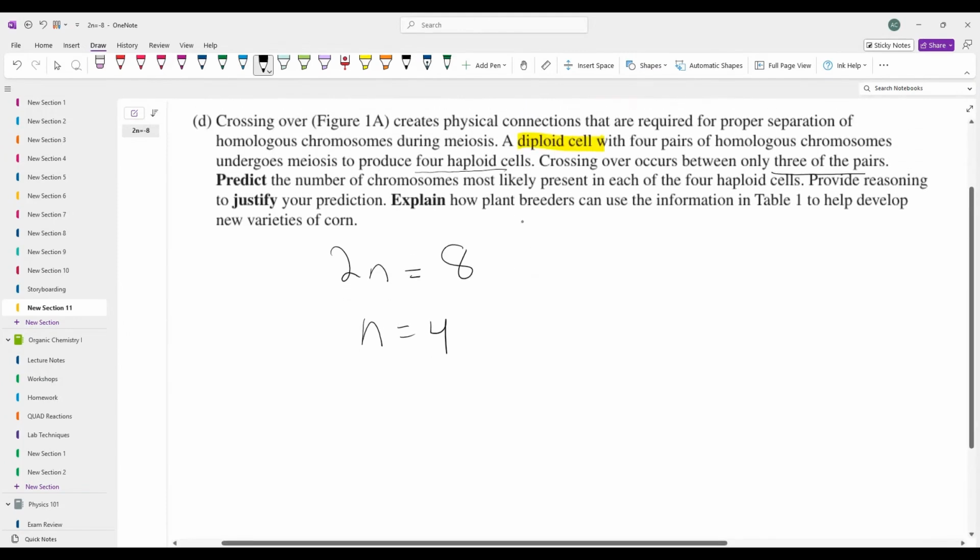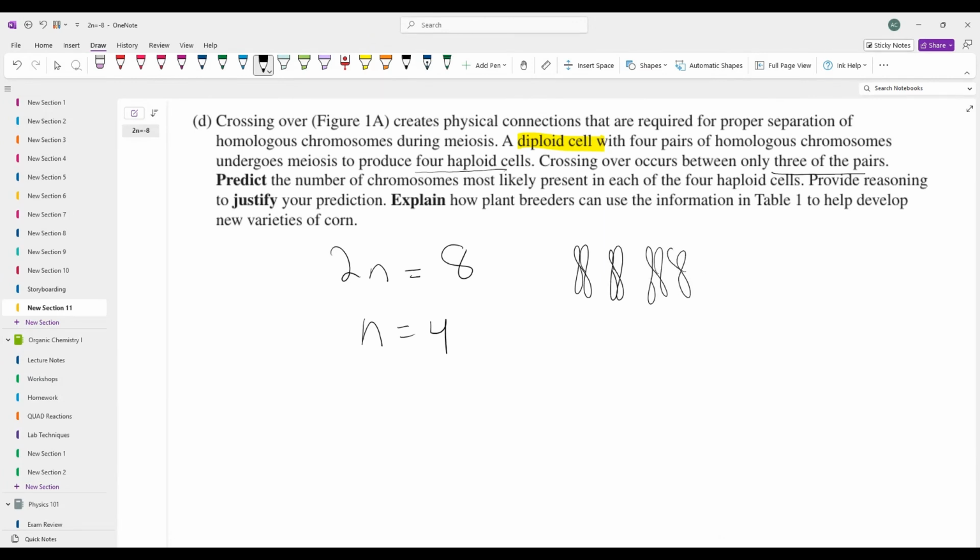Alright, so let's go ahead and draw those homologous chromosome pairs. We got 4 of them. So this is one pair. This is another pair. Got one here. I can't draw, by the way. So this is 1, 2, 3, and 4. So that's how we got 2N equals 8, because it's diploid, which means that N equals 4. We can use this N number to later determine if it's going to be N minus 1 or N plus 1 number of chromosomes or whatever.